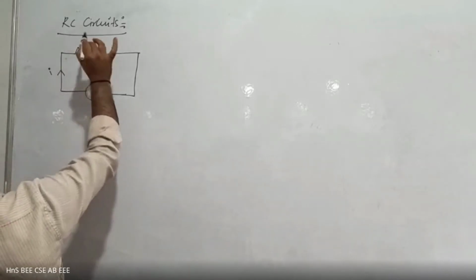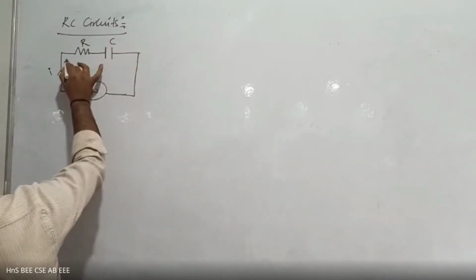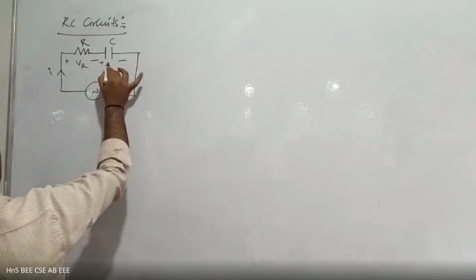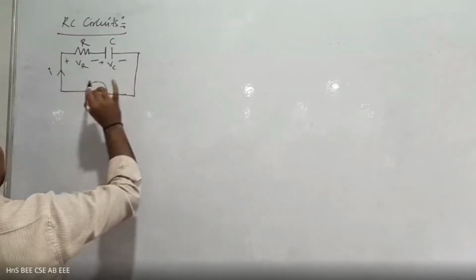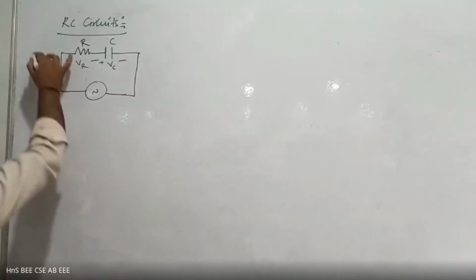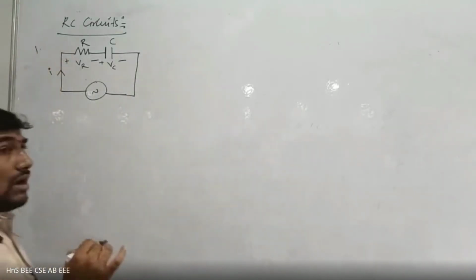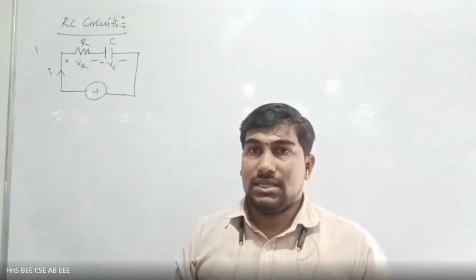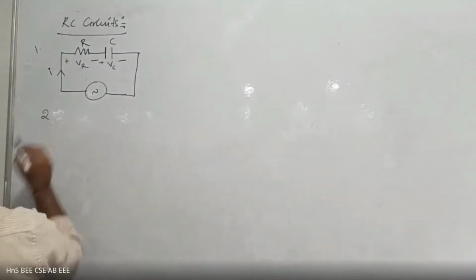This is resistor R. This is capacitance. Across the resistance, we have some voltage. That voltage is called VR. And across the capacitance, we have some voltage again. That is VC. Okay, this is the first point. Draw the diagram of series combination, maybe RL, maybe RC, maybe RLC. That's the first point. Now coming to the second point.